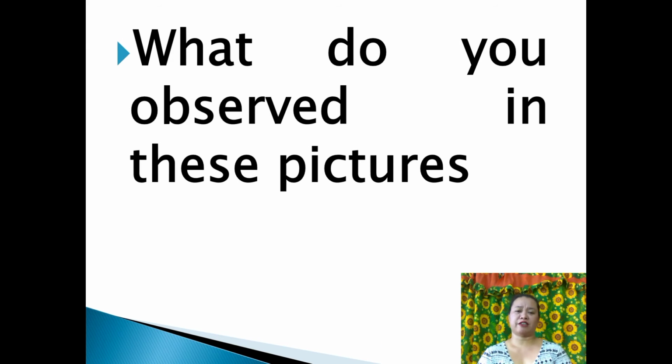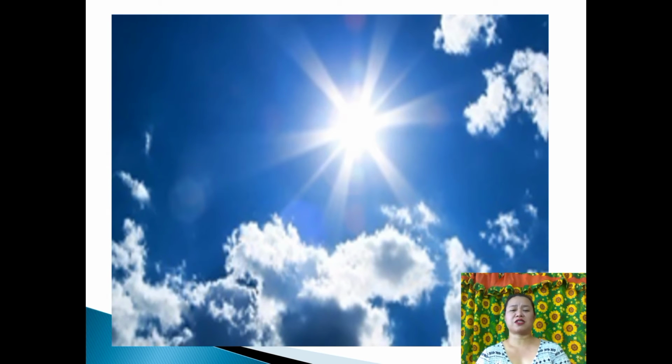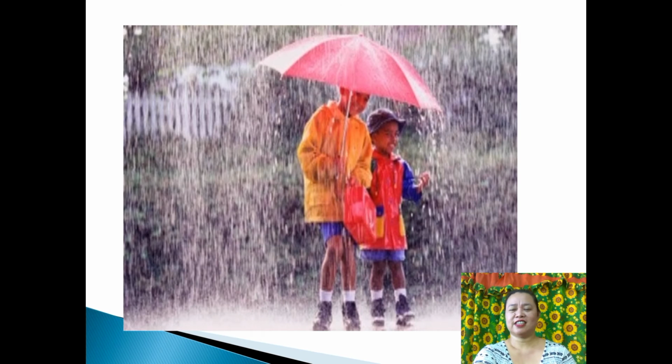Okay, I want you to observe the picture. Are you ready? Okay, what can you say about the picture? Do you have any idea? Yes, the sun is shining brightly. Therefore, it is a sunny day. Very good. Next, look at the picture. Yes, if somebody is bringing an umbrella and rain is pouring down, therefore it is a rainy day. Very good. Clap your hands. You guessed the correct answer. Next.